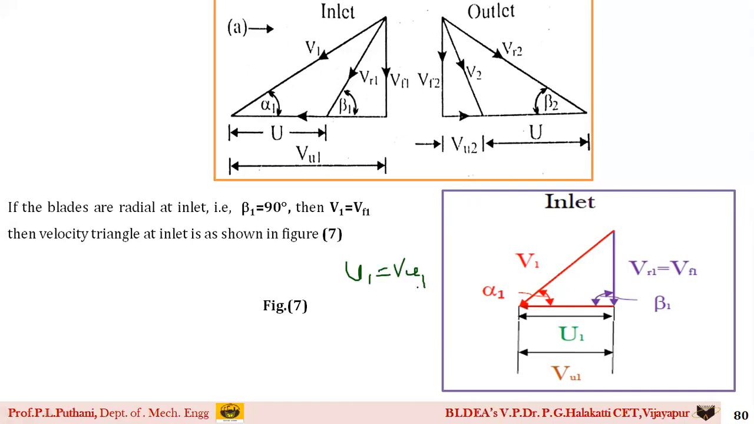Please do remember the words are very important. Here he has said blades are radial at inlet, beta 1 equal to 90 degrees. In the previous cases, we discussed that the fluid was entering or leaving axially or radially. So this is very important. Please keep this in mind. Then the next condition.